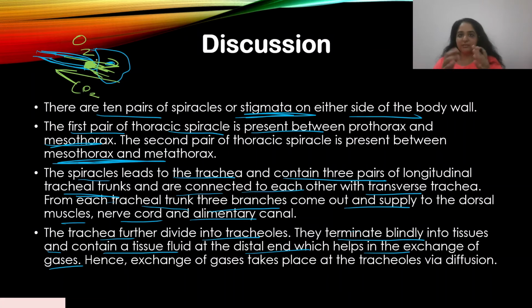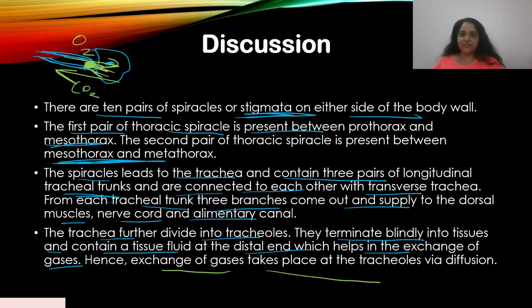Okay, so the trachea are there, then they divide into tracheoles, and then they terminate blindly into tissues. So the tracheoles end over there next to the tissues, and there is where exchange of gases takes place. So tissue fluids play a very important role in exchange of gases there. Okay, and hence exchange of gases takes place at the tracheoles via diffusion.